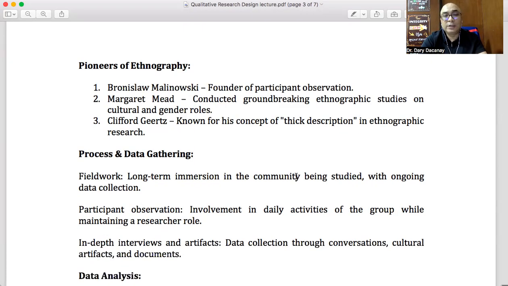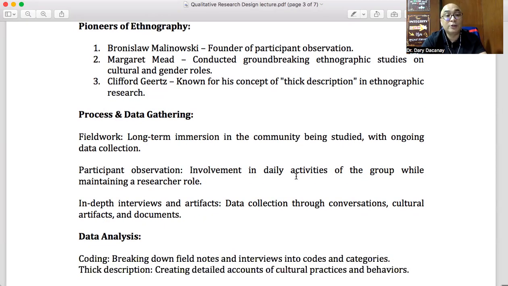And then the process in the data gathering, you have to be able to do the field work. You have to immerse yourself. In research, it says you have to have long-term immersion in the community being studied with ongoing data collection. So there should be participant observation, involvement in the daily activities of the group while maintaining a researcher role. So there would be in-depth interviews and artifacts, and data collection through conversations, cultural artifacts, and documents.